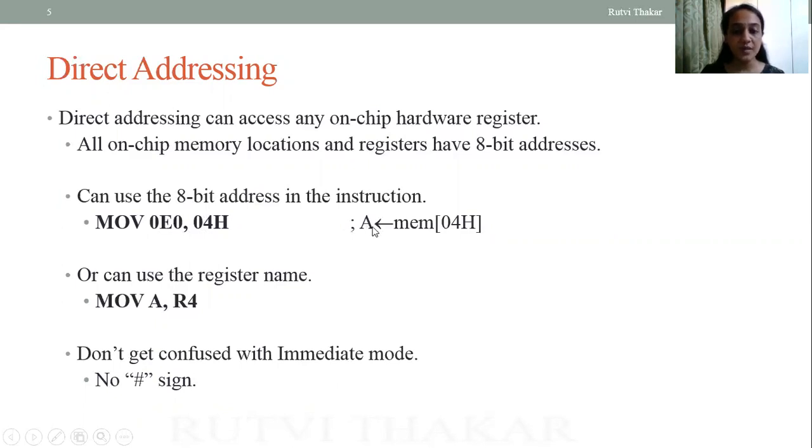So for a simple memory location 04 hex, whatever data is stored in 04 hex will be stored in the accumulator. Or we can directly write E0 for the accumulator, and 04 is nothing but the R4 register. So we can move the data from R4 to the accumulator, but since this becomes a register addressing mode, we write it this way. This R04 is our register name for R4, but it can be any register or any random memory location which can be of 8-bit address.